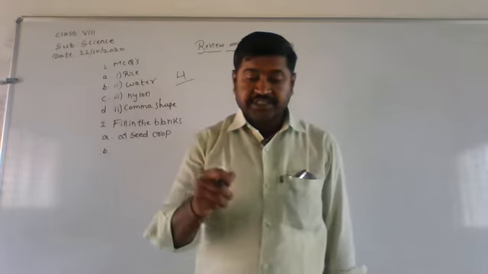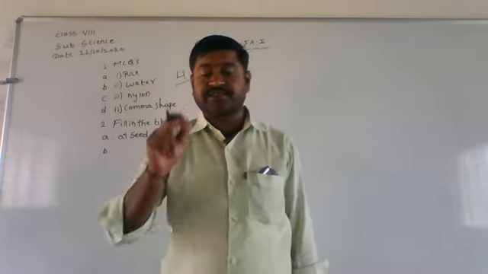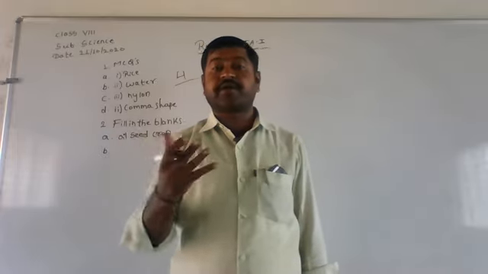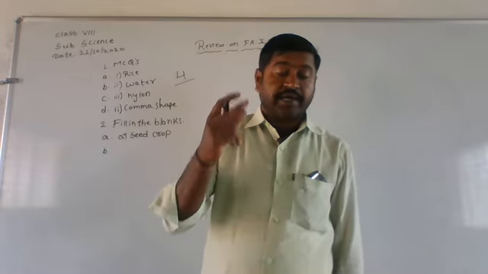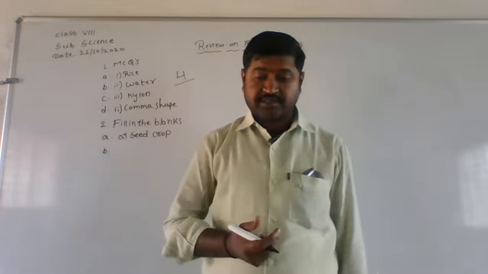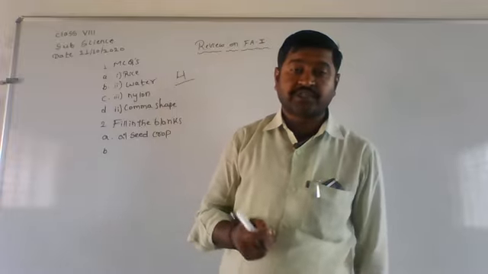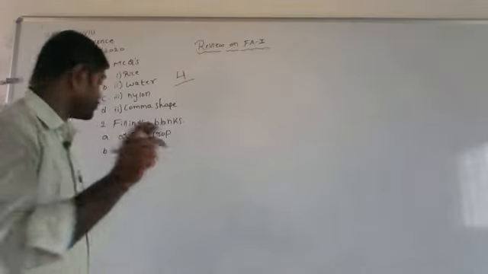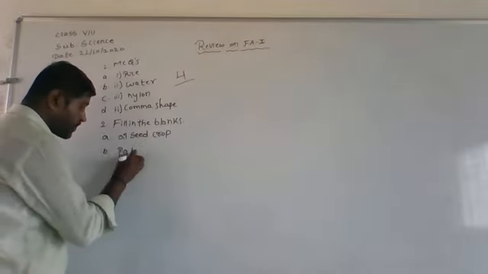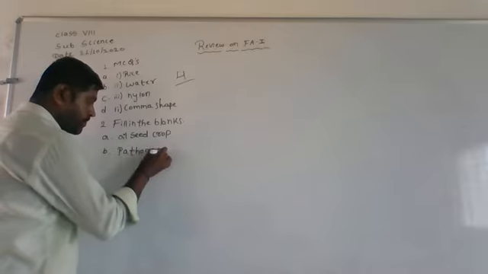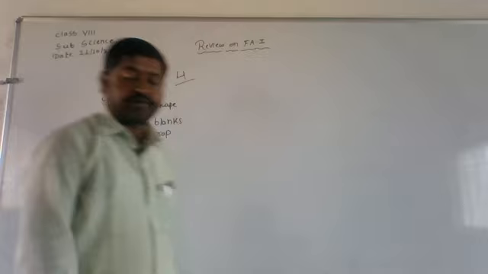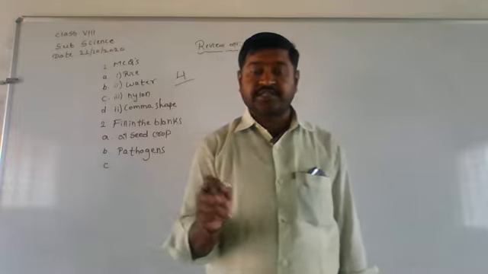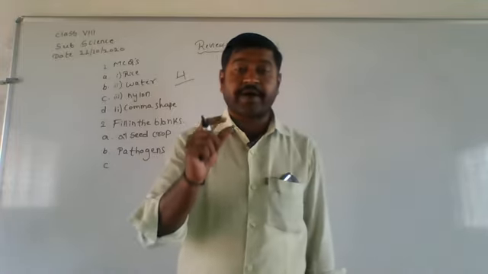Then B, disease causing microorganisms are called dash. So you must remember what was taught in the earlier classes about microorganisms, right? The microorganism that is going to cause disease, for that, what do we call? We call it as pathogens. So disease causing microorganisms are called pathogens. Is that clear? Disease causing microorganisms are called pathogens.